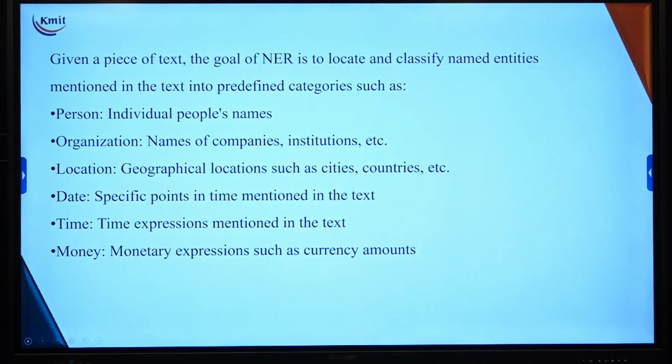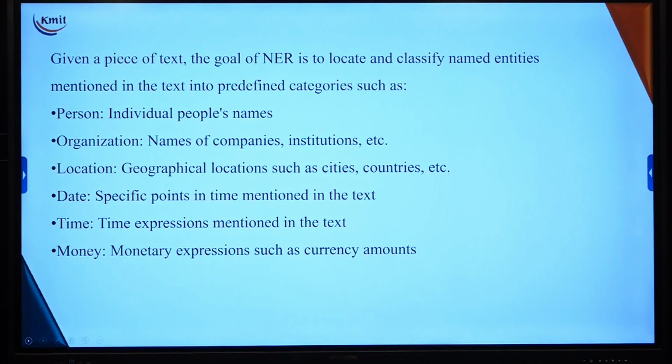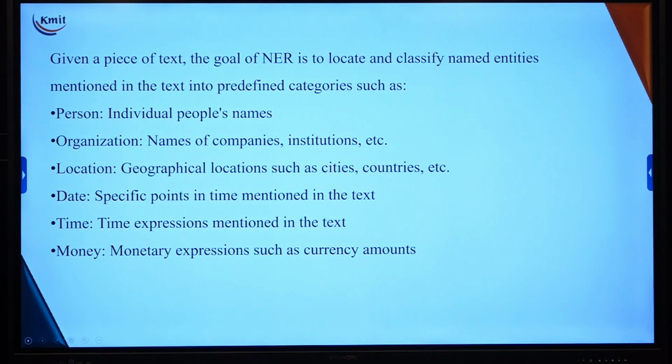If we give a piece of text or a sentence, what NER does is locate and classify the entities mentioned in that text. The entities include person, organization, location, date, time, money, etc. Person is an individual's name. Names of companies and institutions come under organization. Geographical locations such as cities and countries come under location. Specific points in time come under date, and time expressions like age also come into the picture. Along with that, money is also one of the important entities identified by NER.